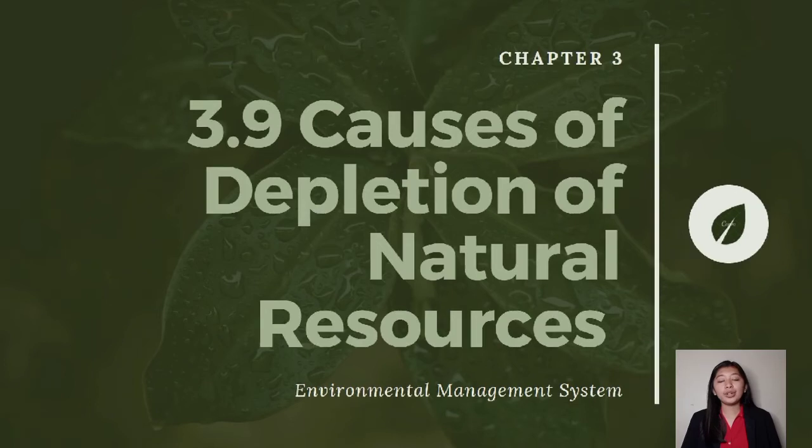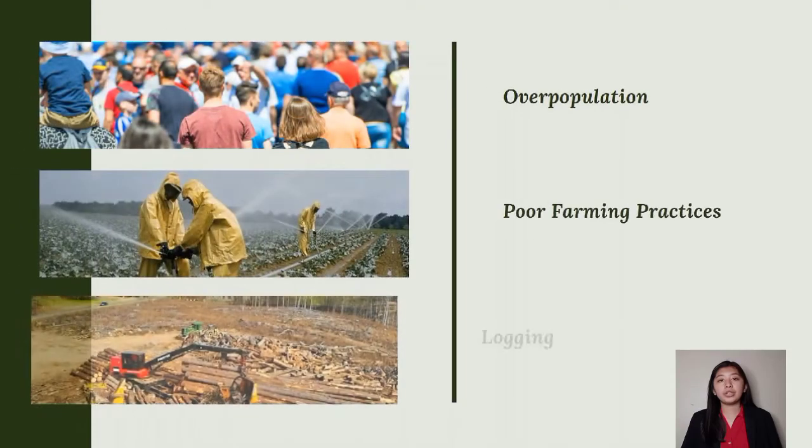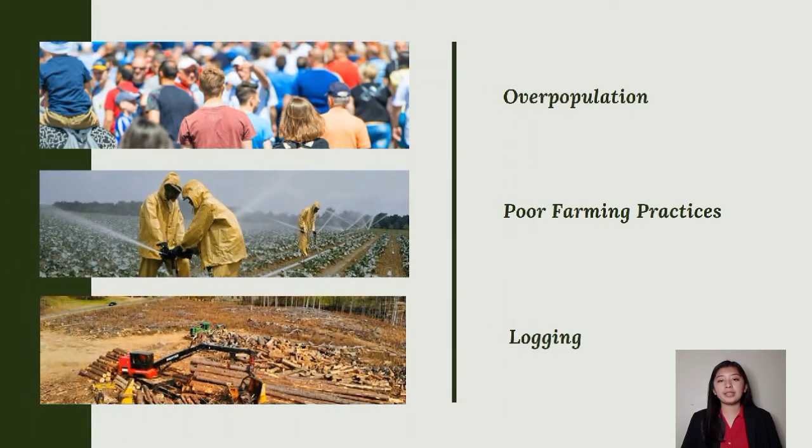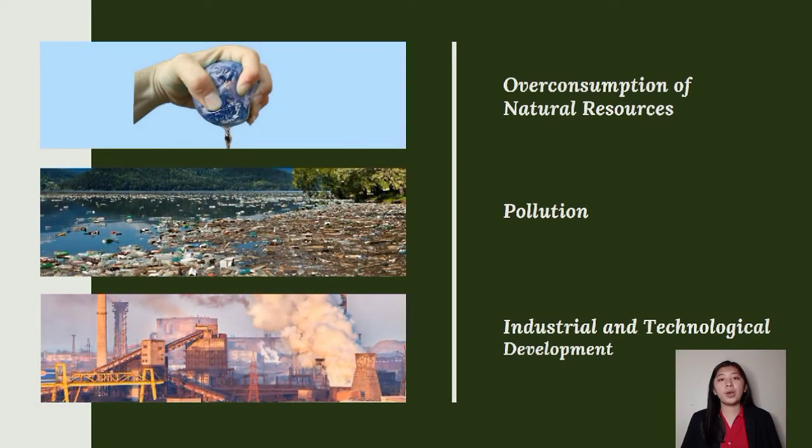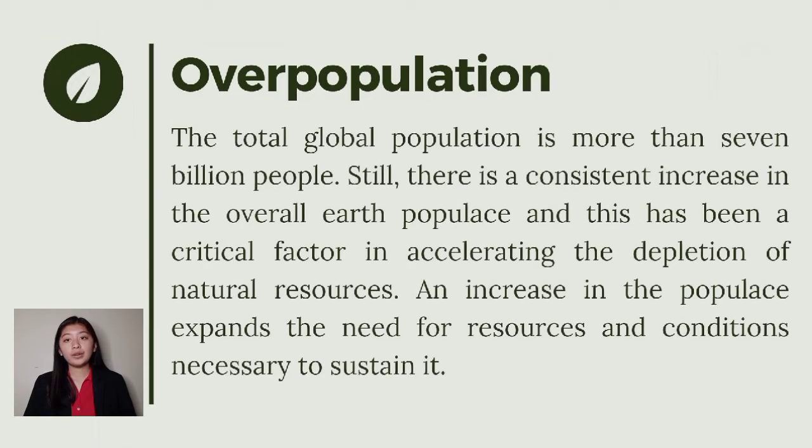And now we are going to tackle the causes of the depletion of our natural resources. Overpopulation, poor farming practices, logging, overconsumption of natural resources, pollution, and last, industrial and technological development. First one, overpopulation. Our greatest threat to ecosystem is our population.